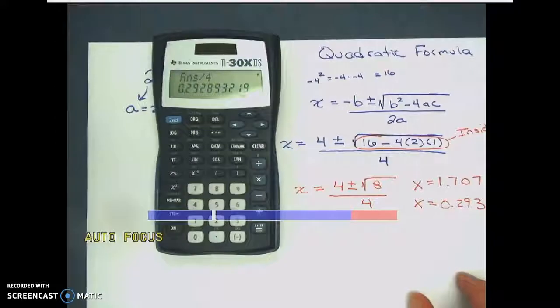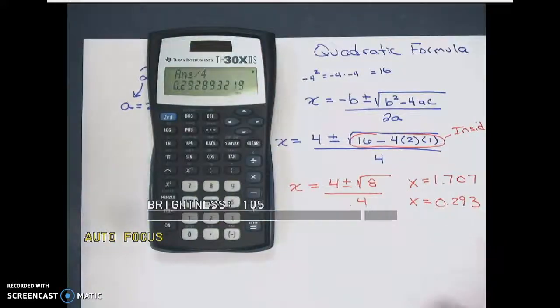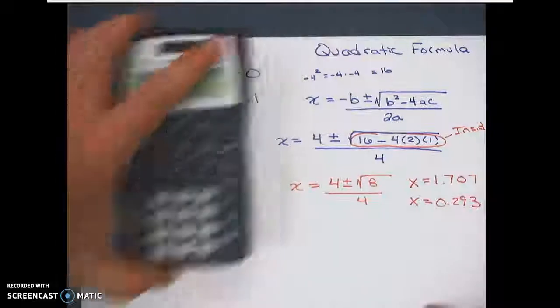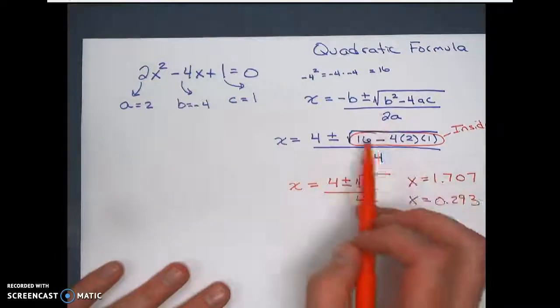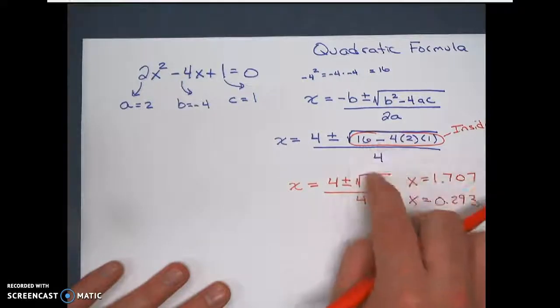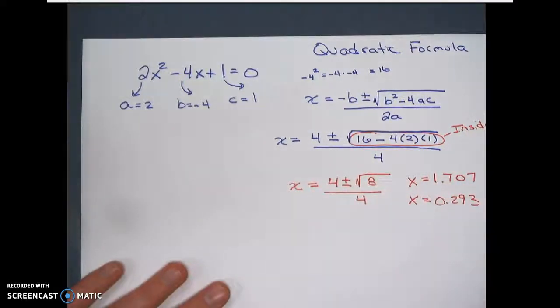So you're going to get two different answers. Once you get those two answers, you're done. So, got to get your A, your B, your C, plug in the numbers into the spots, do the inside only, and then just type it into your calc. That's the quadratic formula.